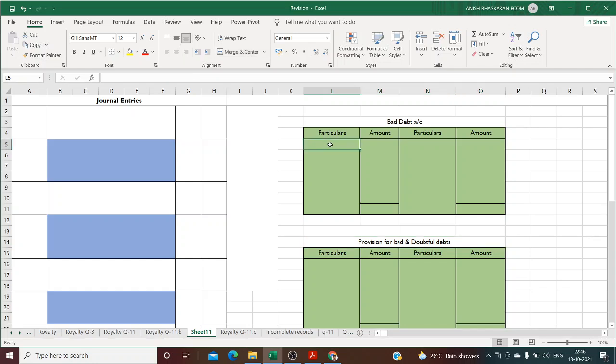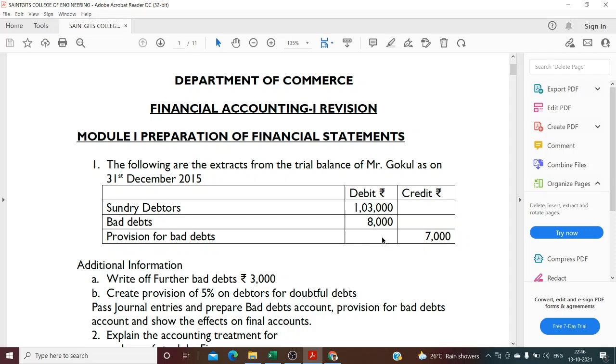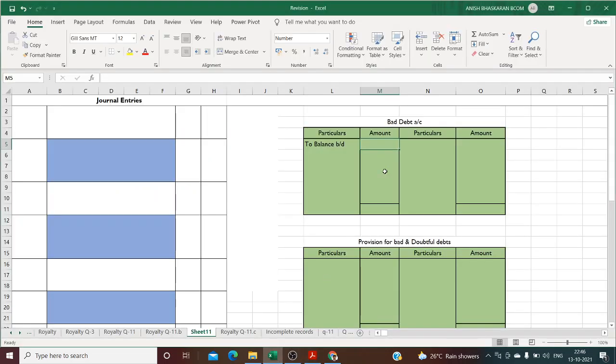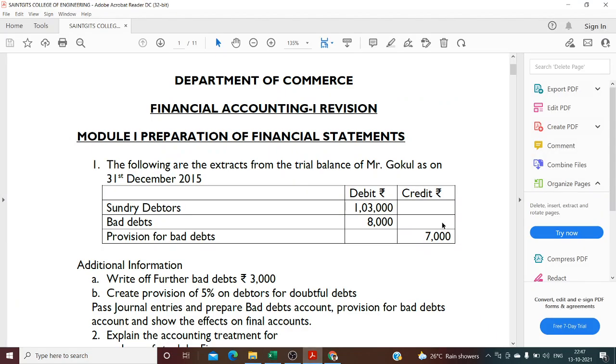Bad debt account always shows a debit balance. So to balance brought down, the opening balance to be recorded here. Opening balance 8,000. Then for provision for bad and doubtful debts, balance will be credit balance by balance brought down. Amount will be 7,000.